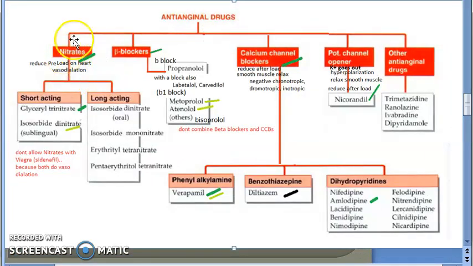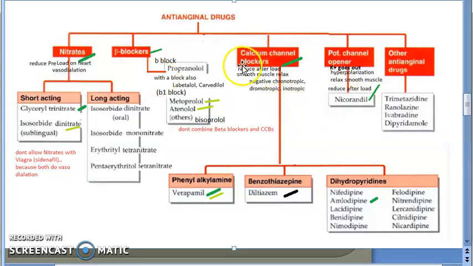So, anti-anginal drugs, you have nitrates. Mainly you should know nitrates and calcium channel blockers. These two are very important. Nitrates reduce the preload on the heart. So, the load on the heart reduces. How do they achieve that? Nitrates cause vasodilation, especially of the veins. When the veins dilate, there will be pooling of the blood in the veins. So, the preload to the heart will reduce.